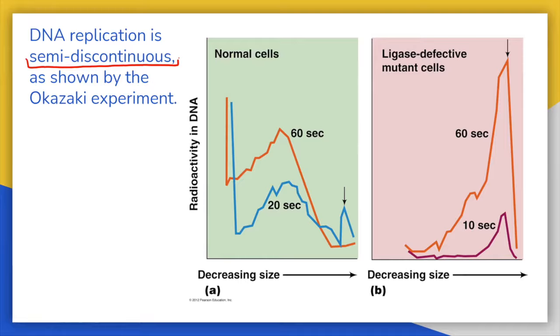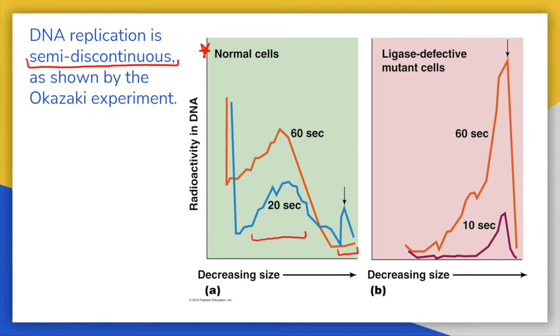And then they could separate the resulting fragments based on size. So in normal healthy cells, when they looked after 20 seconds, they saw some medium-sized pieces of DNA and some very short pieces of DNA. When they looked after 60 seconds, that peak of short DNA was gone. And they hypothesized that that was because those short pieces had been glued together to create longer pieces.